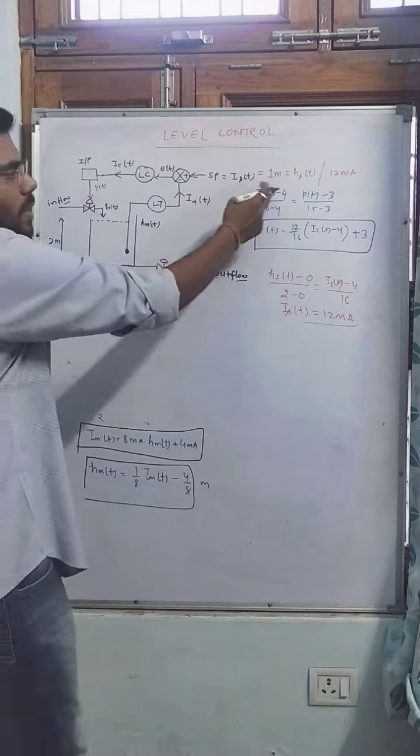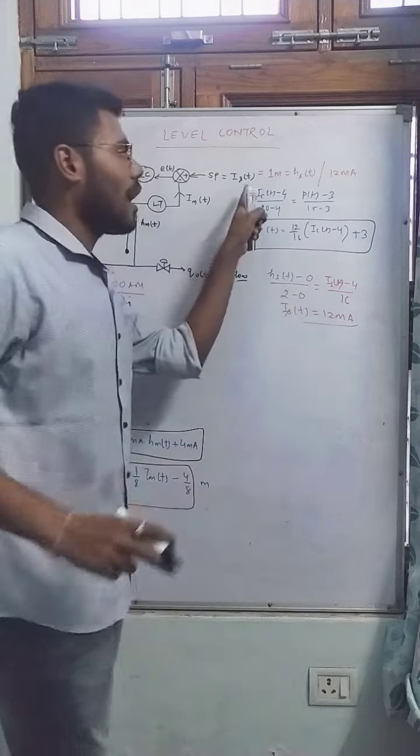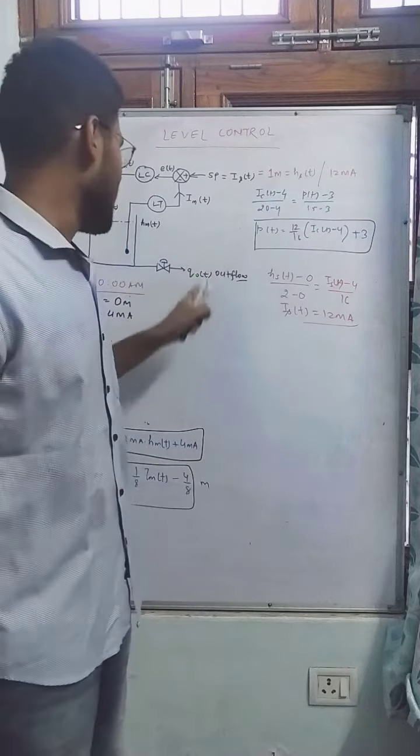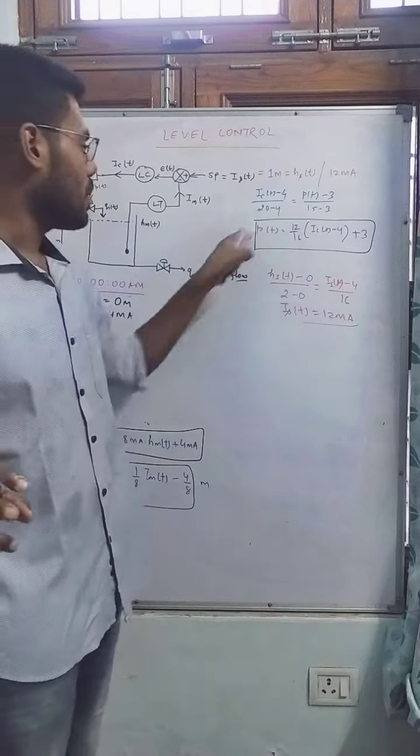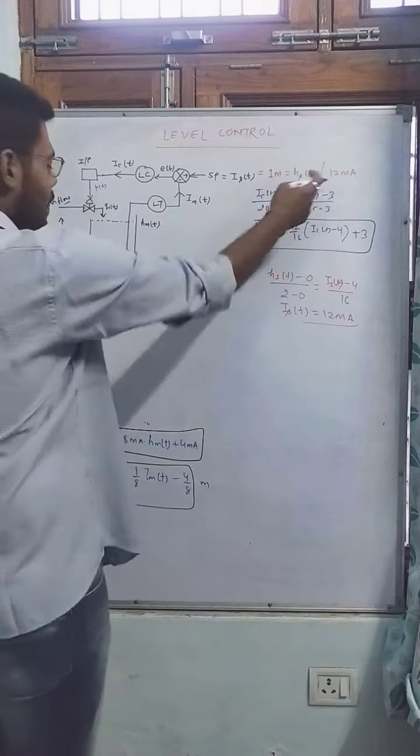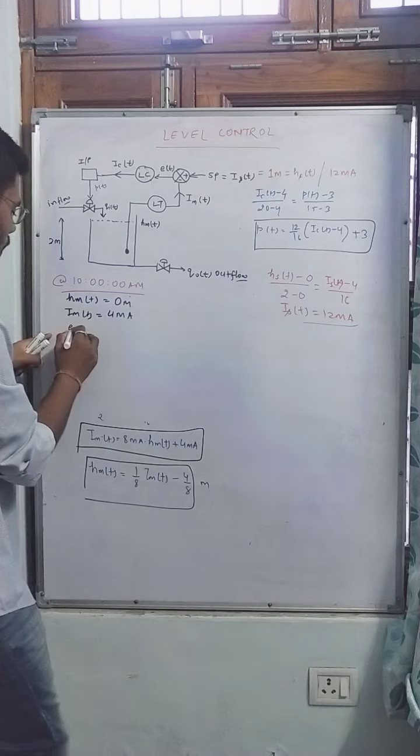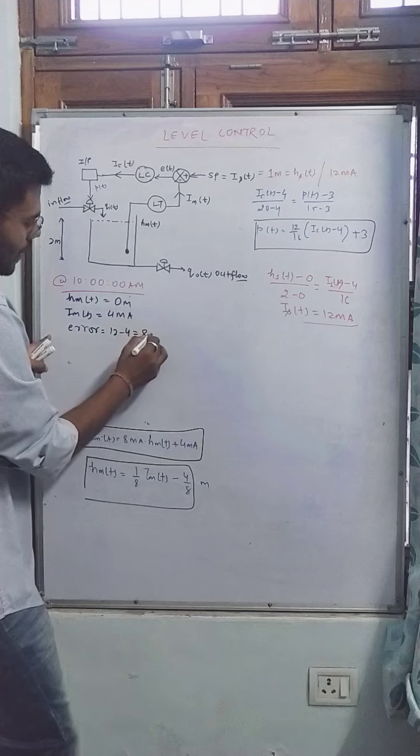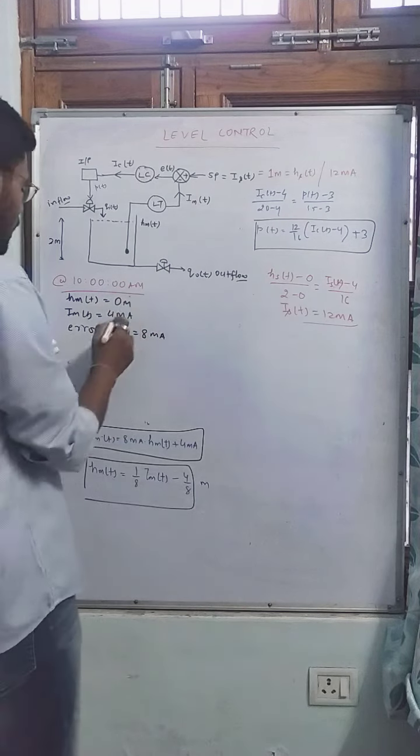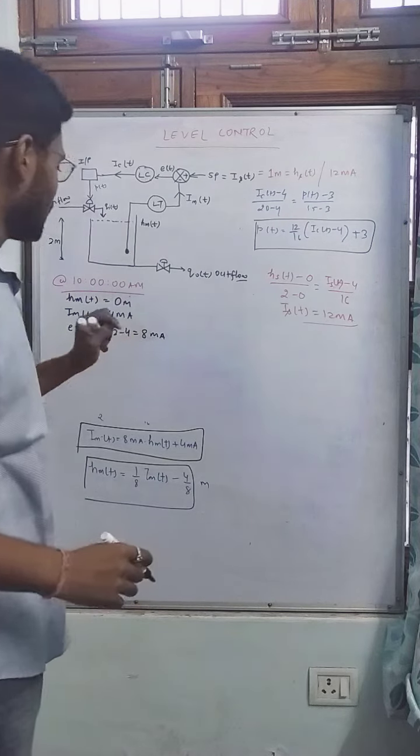Now our set point is 12. That means our desired level is 12 milliampere, but we are getting only 4 milliampere. That means there must be some error. What is error? Set point minus measured value. Set point is 12 minus measured value 4. So here we will get error: 12 minus 4 equal to 8 milliampere. Now we got error as 8 milliampere.